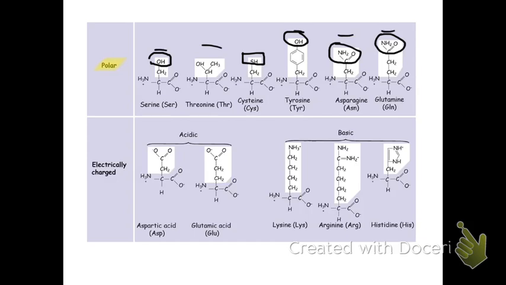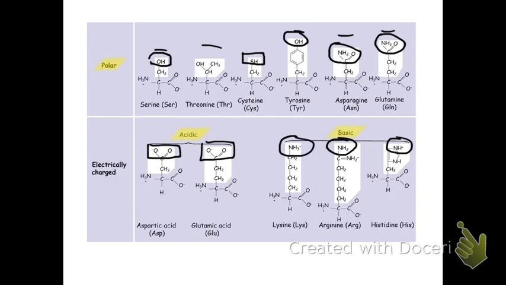And then we have amino acids that are going to be acidic and basic. There are two acidic amino acids, aspartic acid and glutamic acid. What makes them acidic is that they have the carboxylic acid groups there. And the basic ones have amine groups on their R groups that are going to make them basic. And there's three basic ones there.